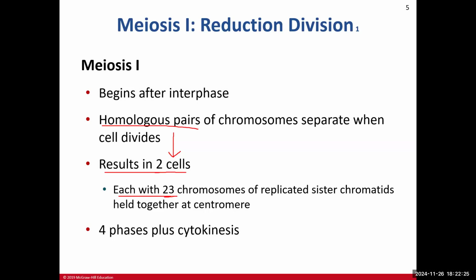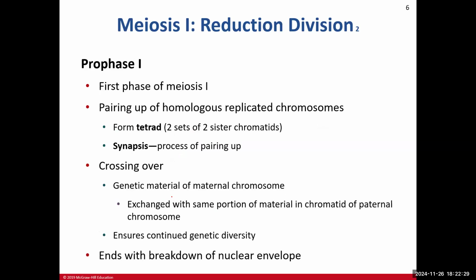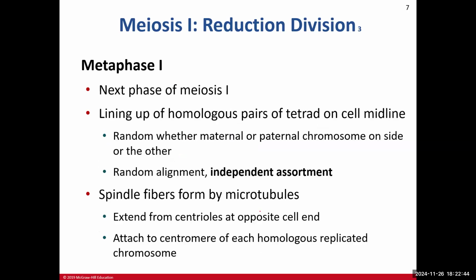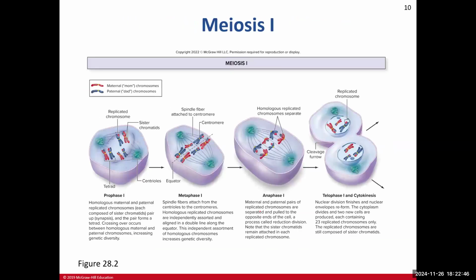And so we're going to talk about those four phases, PMAT. Okay, so let's start off on the first one. I'll go through pictures here. So prophase 1, right? What you're going to see is we're going to pair up on the equator of the cell the homologous pairs of chromosomes because we replicated it. Let me show you quick pictures so you know what I'm talking about.